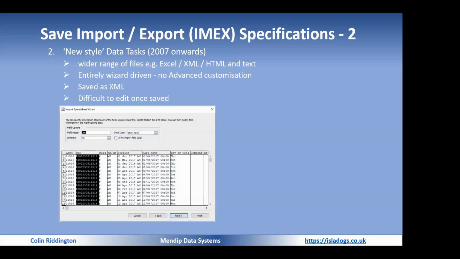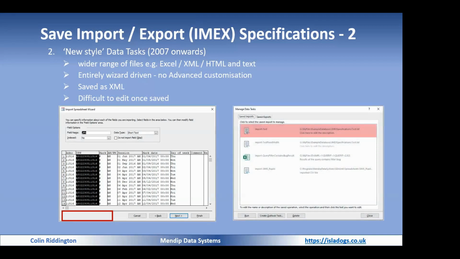So if you're importing a spreadsheet, for example, you get a similar screen to the old text wizard there, but in the bottom left, notice there is no advanced button. So you go through the different stages, and at the end, if you choose to save it, you save it to this dialog box here, one that has got very bad contrast and I find quite difficult to read.